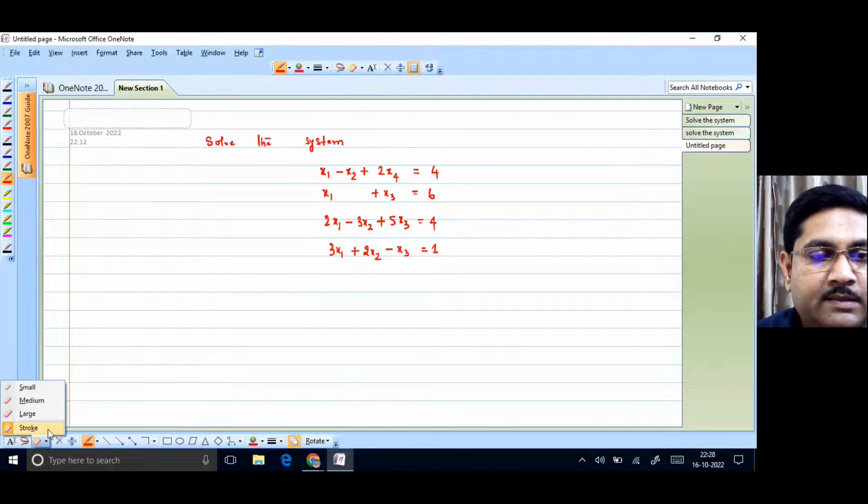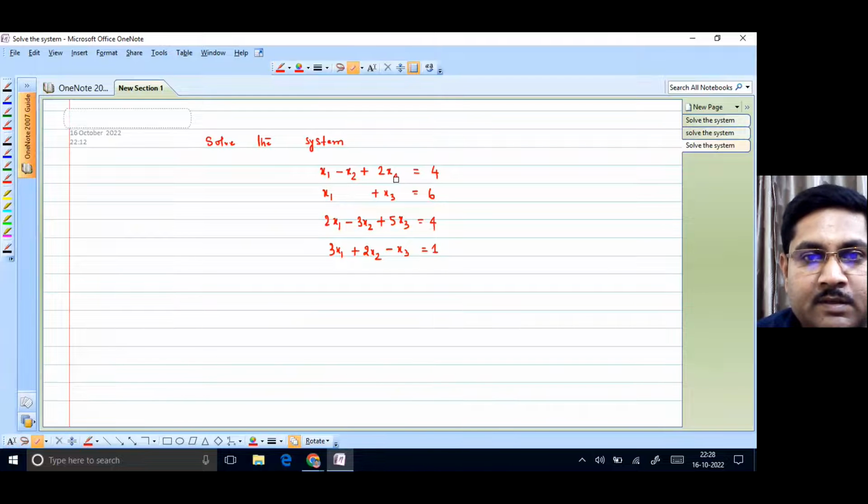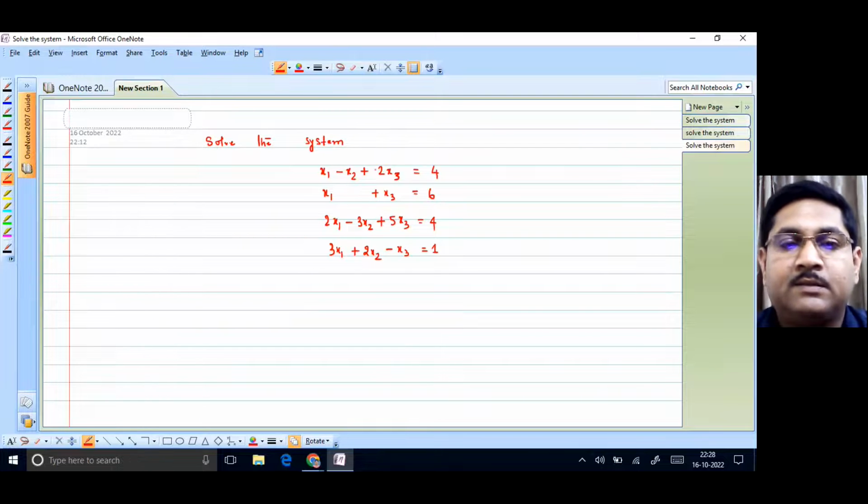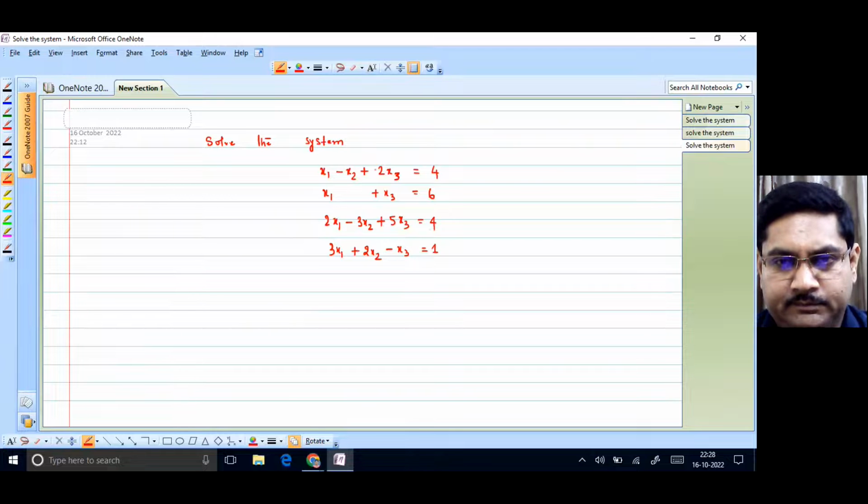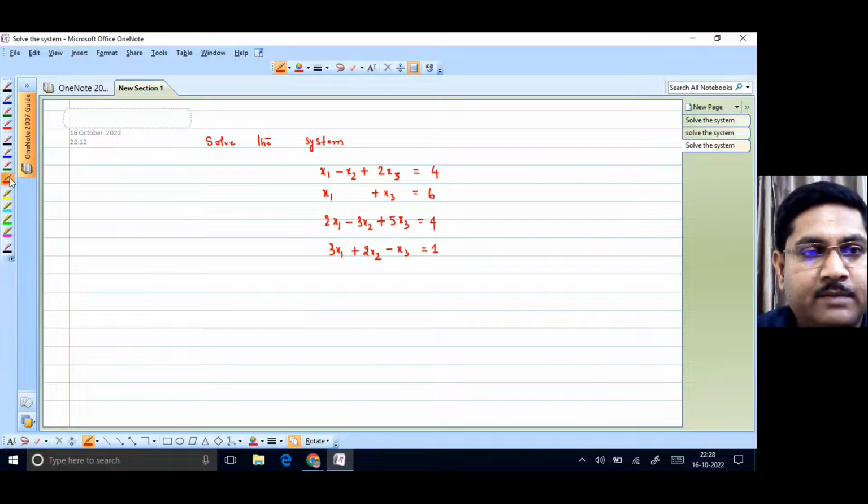I will write here x3. So you can see here I have 4 equations in 3 unknowns. My unknowns are x1, x2 and x3, and there are 4 equations. So first of all, I will row reduce it and see how the pivot is coming in the last column and how we can interpret whether the system is solvable or the system is not solvable.